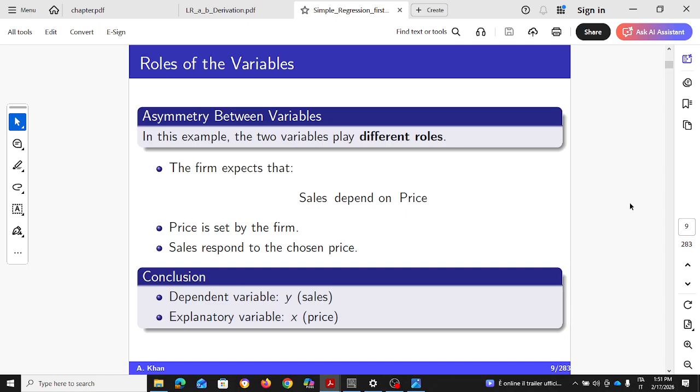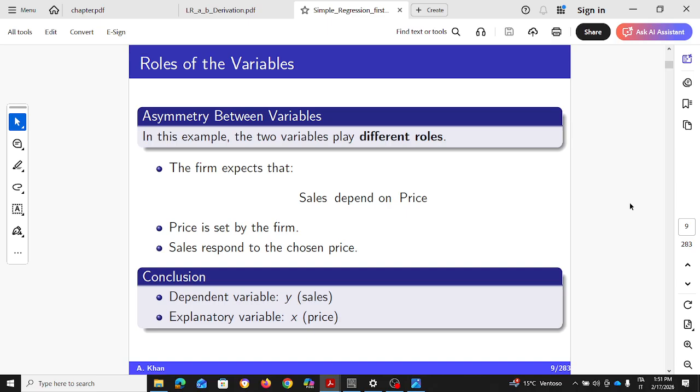So the firm expects that sales are dependent on the price, as usual, as normal for any economic situation. Okay, so the price is already set by the firm. So it's a fixed value, it's a deterministic value, it's a constant value for each supermarket. And sales are the dependent variable which responds to the fixed value of the independent variable. So in this example, for us, y is our sales, and the independent or explanatory variable is x, which are the prices.